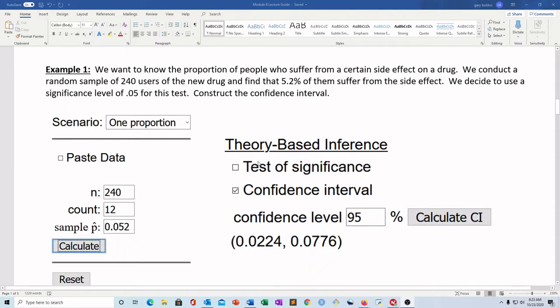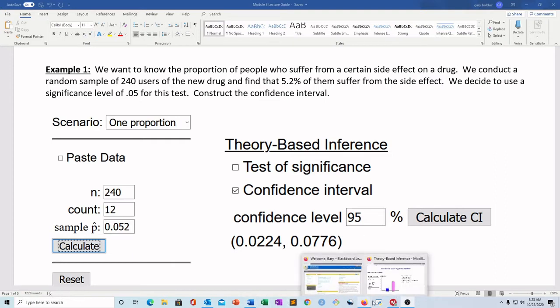So let's try one. Example 1 says we want to know the proportion of people who suffer from a certain side effect when they're on a drug. We conduct a sample of 240 users and find that 5.2% suffer from the side effect. So we want to use a significance level of 0.05 for this. Construct the confidence interval. So what do we do?